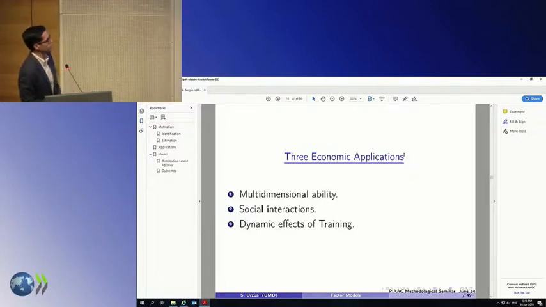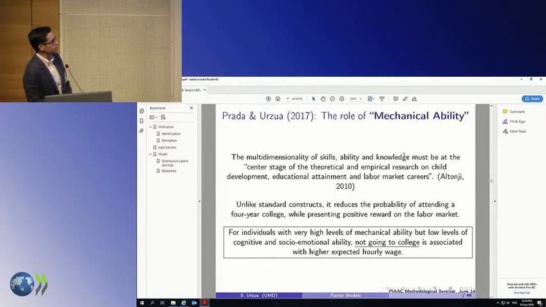I will probably discuss two, and if I have time, I'm going to tell you a little bit about these dynamic treatment effects. So let me show you, first of all, the application on abilities, a straight application for abilities. A paper we published a few years ago with Prada, and so the idea is the following.